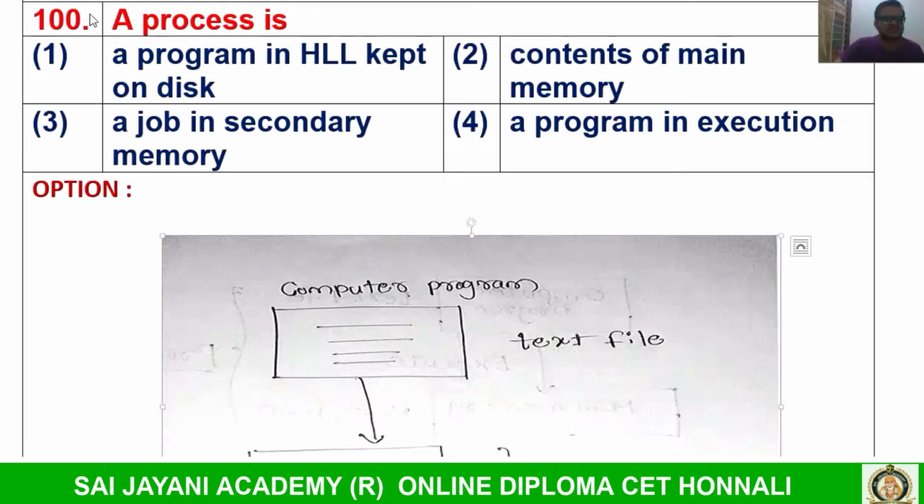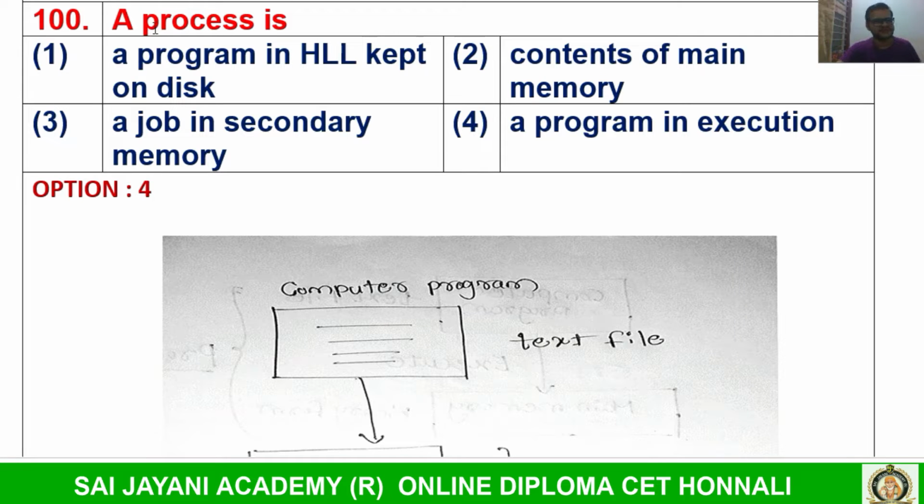From the Diploma CET 2018 question paper, for the branch computer science and engineering, and the subject is operating system. In that, question number 100: a process is. We have four options. The first option is a program in HLL kept on the disk. The second option is contents of the main memory, the third option is a job in the secondary memory, and the fourth option is a program in execution. For question number 100, option number 4, that is a program in execution, is the right answer.